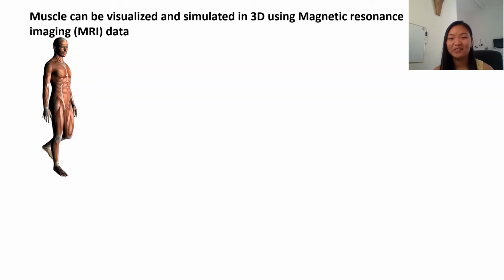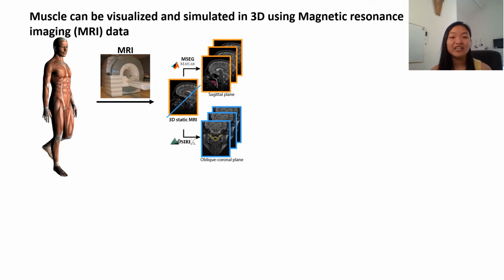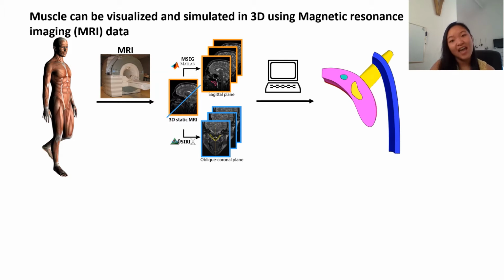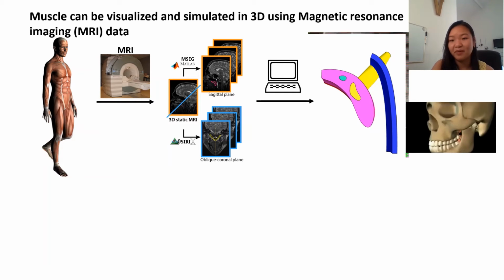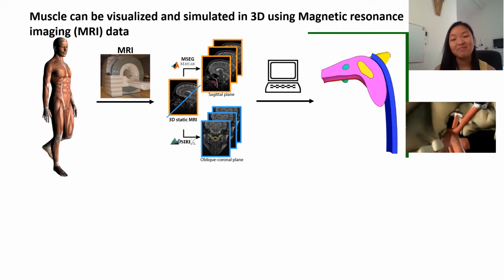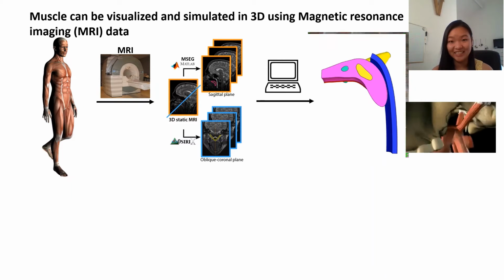I'm going to talk to you a little bit more about one of the techniques that we use, magnetic resonance imaging or MRI data, to study muscle. What is cool about using MRI is that we can look into the muscle in both 2D and 3D view. And furthermore, we can apply material properties as well as boundary conditions to actually simulate the movement of muscle in comparison to real life. In my study, I look into a little muscle called the levator veli palatini.